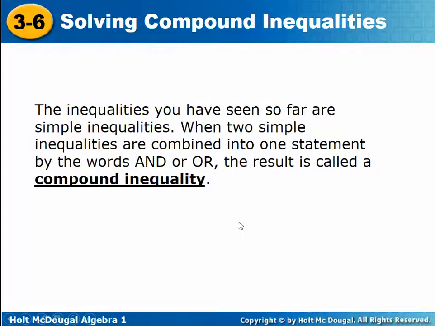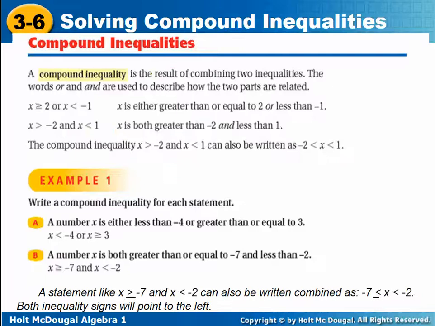So far what we've worked with was simple inequalities. Like if you have x plus 3 is less than 8, that's a simple inequality. There's only one inequality sign and one variable. When we combine two of these into one statement with the words and or or, the result is called a compound inequality. So a compound inequality is when we have either an or like this, x is greater than or equal to 2, or x is less than -1.